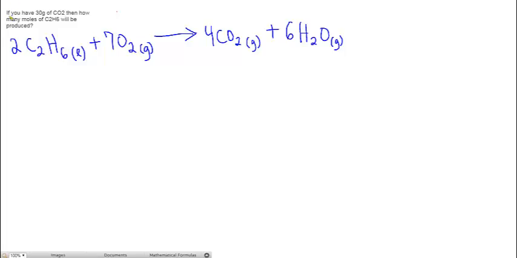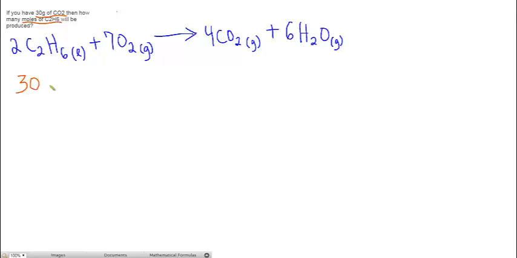The question is, if you have 30 grams of CO2, then how many moles of C2H6 will be produced? Let's start with underlining numbers and units. 30 grams of CO2 leads to how many moles of C2H6? We're going to start our conversion with our numbers and units.